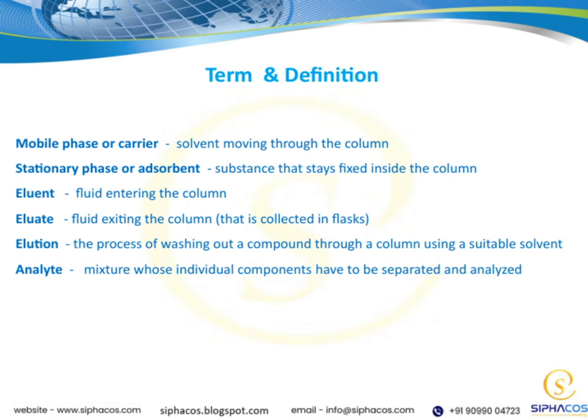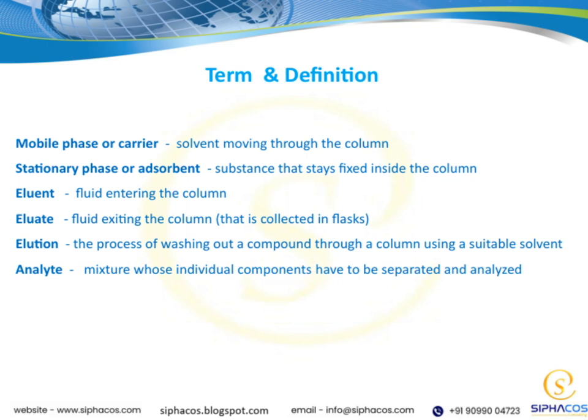The eluent is simply the fluid that enters the column at the start of the process. It's typically the same as the mobile phase, carrying the mixture into the system. As the process continues, the fluid exiting the column is called the eluate, and this is what we collect in flasks for analysis. Elution, then, is the process of washing out a specific compound through the column using a suitable solvent. It's a controlled way of separating out the components based on their interaction with the stationary phase.